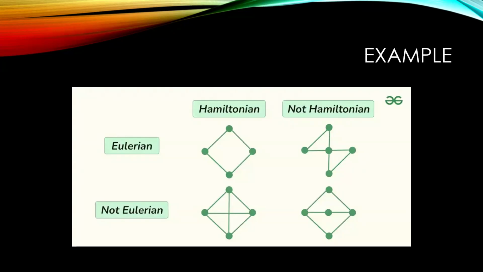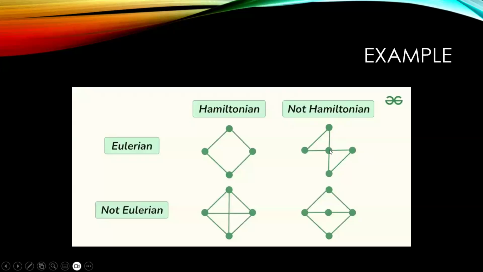As for Hamiltonian, well, these on the left are Hamiltonian. We can go through all 4 points and get back to your starting point. Same with the bottom one. If you just go around the diamond there, you have gone through all 4 points and returned to your starting point. We don't have to go through all of the edges to be Hamiltonian. These 2 are not Hamiltonian.